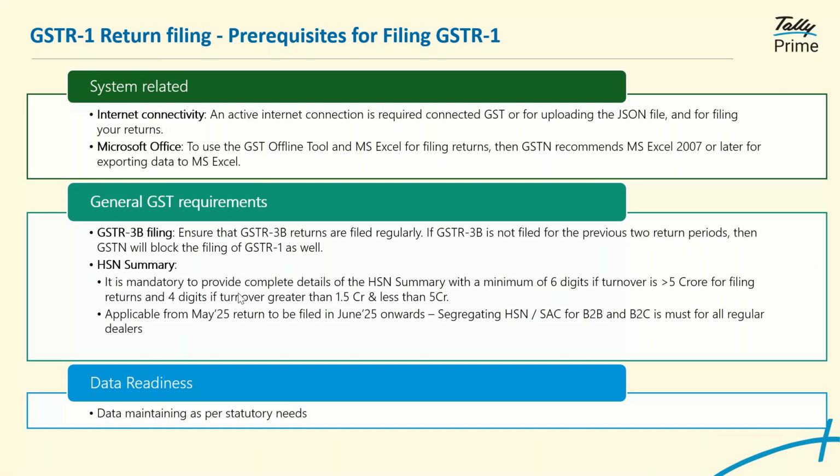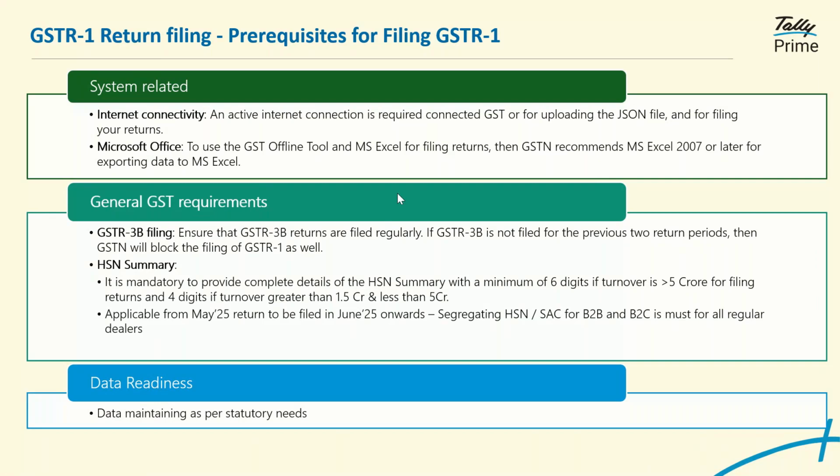If you are not filing the GSTR 3B for two return periods, automatically it will also block the services for GSTR 1. So if you are not filing your GSTR 3B return, it will of course affect your GSTR 1 as well. As a user, it's very important that we file the returns on time, and also make sure they are filed on a regular basis. Time to time, I have to ensure that the returns are filed. That is a very important thing. And then discussing the HSN summary.